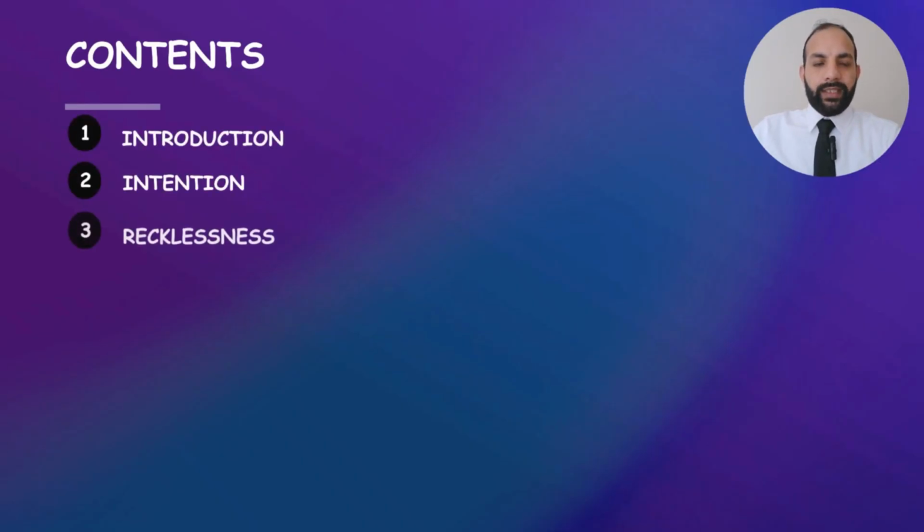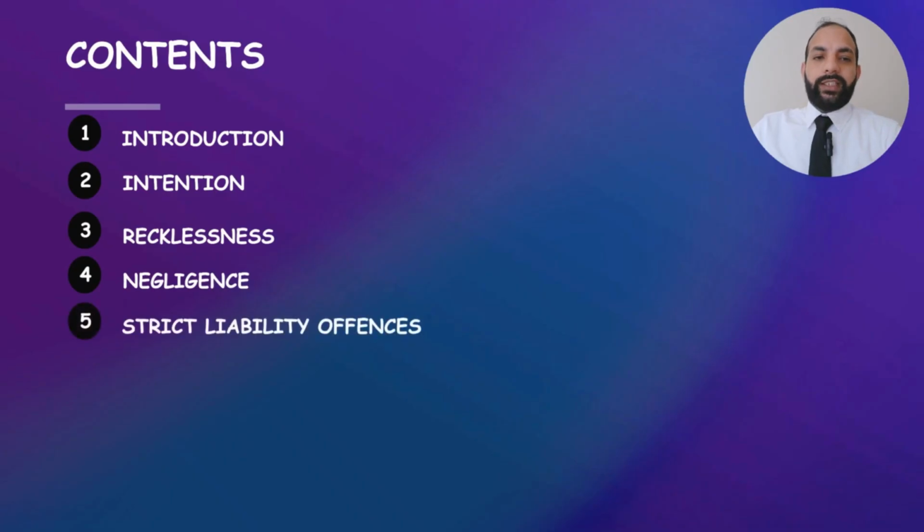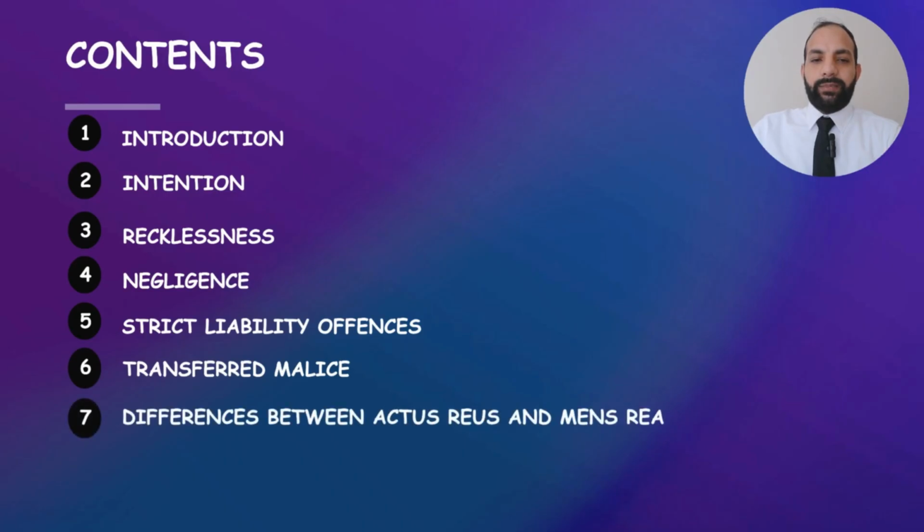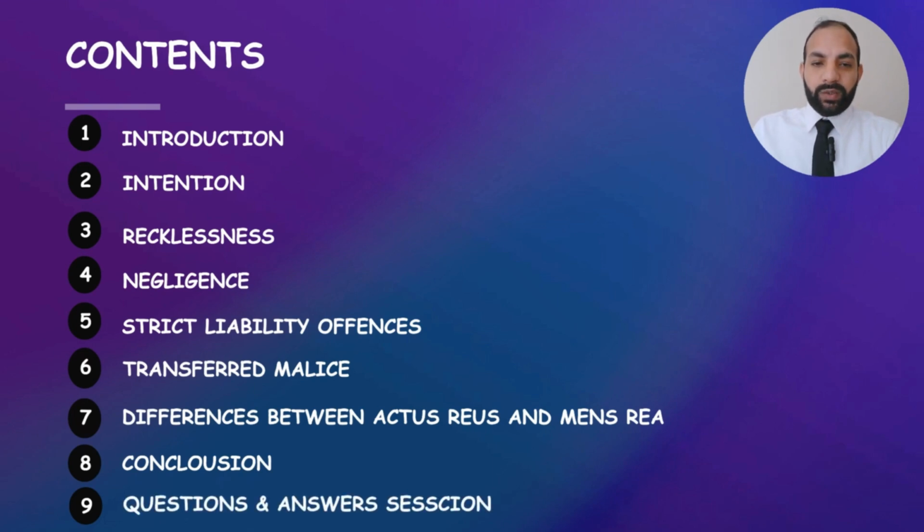Okay, so first are the contents of Mens Rea: first is the introduction, then intention, recklessness, negligence, strict liability offenses, then transferred malice, and differences between Actus Reus and Mens Rea. Then the conclusion, where we will conclude all these topics under Mens Rea. And at the end, we will do a question and answer session according to SRA standards. I try my best to find the best questions about Mens Rea, and we will discuss them at the end of this topic.